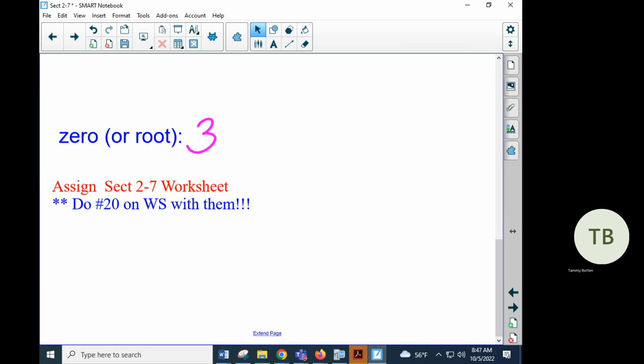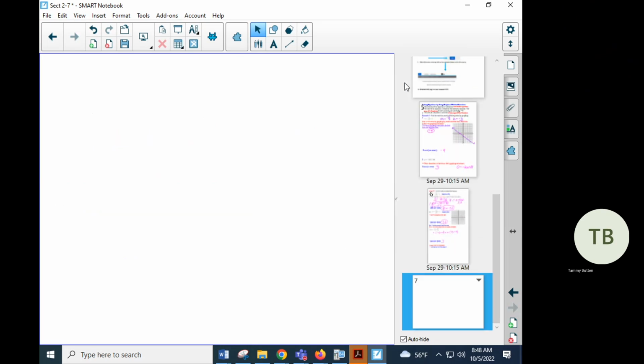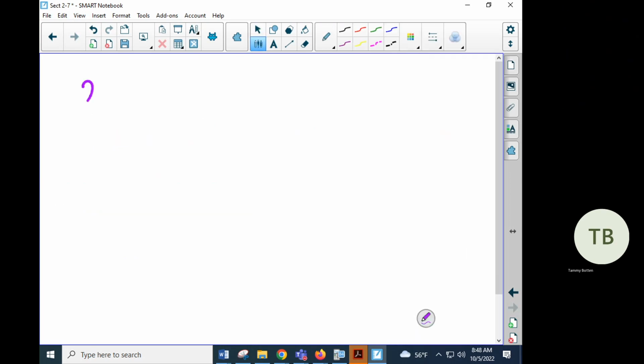Okay, if you guys want to look at number 20 on the back, let's go ahead and do that one. So number 20 is 5/8 x minus 10 equals 0. Okay, so there's 3 ways really you can do it.